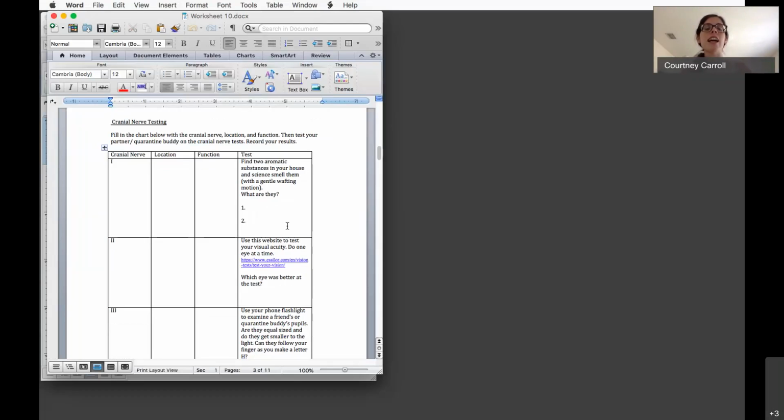And you want to do this in a scientific way. So don't deeply sniff it. You want to do the science wafting. Waft the smell. And can you identify those smells? Is your olfactory nerve working?